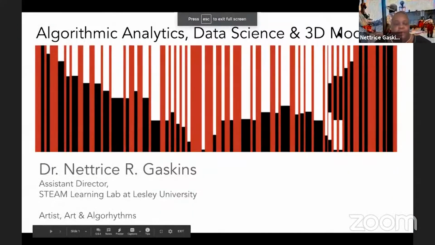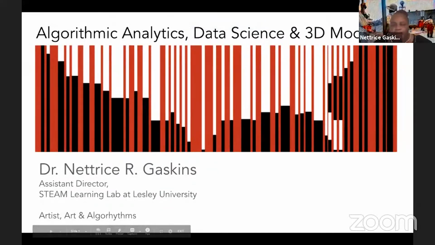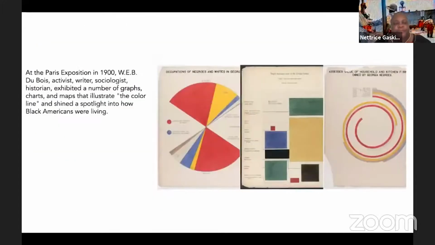Okay, so this is some ideas put together, but basically there's a history of data visualization, including W.B. Du Bois, who was an activist, writer, sociologist, historian. He exhibited a number of graphs, charts, and maps that illustrate the color line and shine a spotlight into how Black Americans were living at the time. So at the turn of the 20th century, we have an example of data visualization, in this case, coming through the Paris Exposition and W.B. Du Bois and a bunch of other researchers that he was working with.